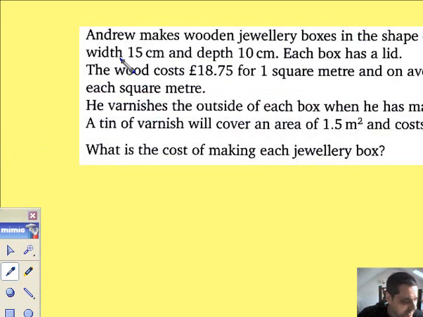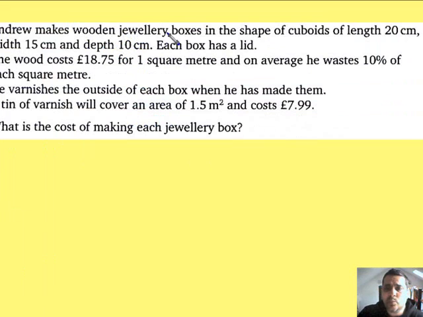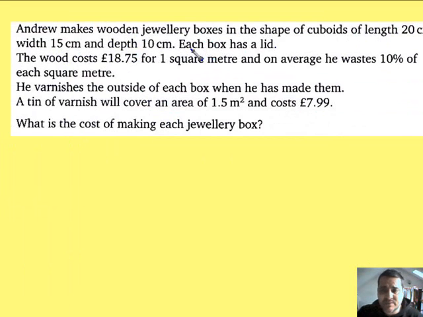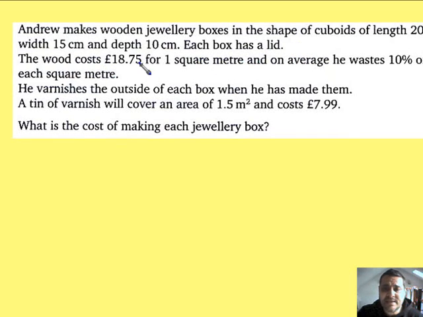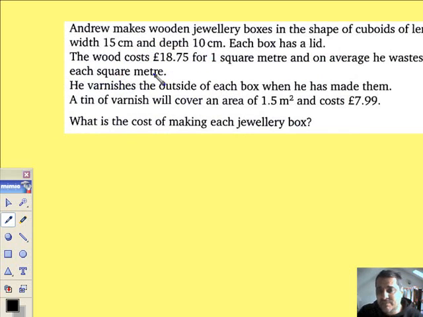Now, this is question 8, as I said. Andrew's making wooden jewellery boxes in the shape of cuboids, and they have length, width and depth, so these measurements, and each box has a lid, so that's part of the surface area required. Now the wood costs £18.75 for 1 square metre. So far so good, and on average he wastes 10% for each metre square that he uses.